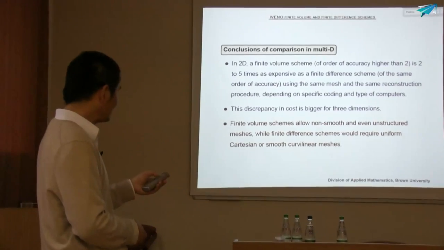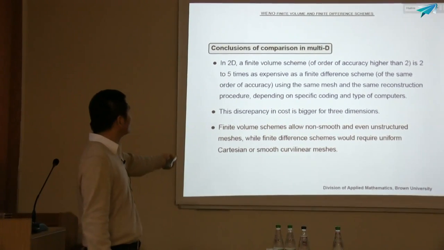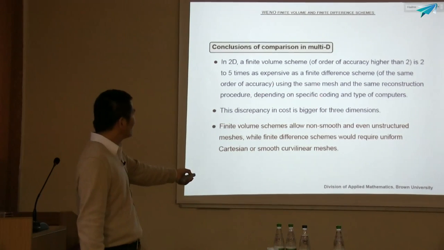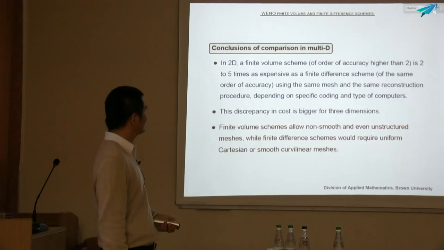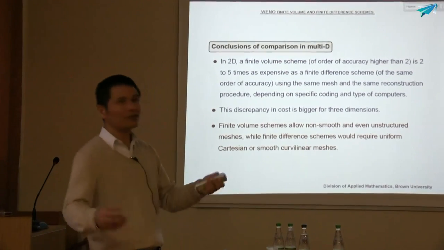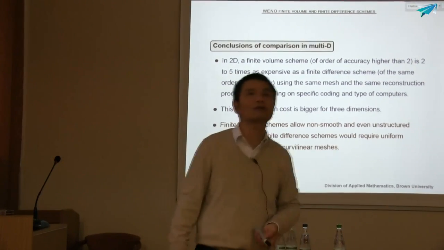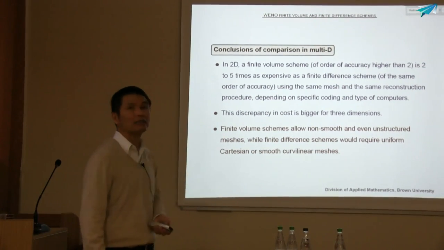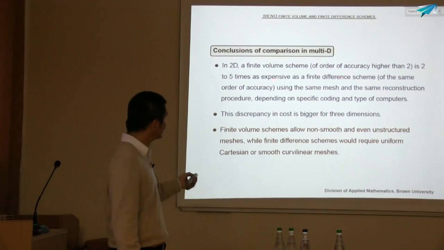So I summarize it here, right? Conclusion of the comparison in multi-D. In 2D, finite volume scheme: this color is the bad things about finite volume and good things for finite difference, and this is the good things about finite volume. The bad thing is, first of all, it's more expensive. It is at least twice, 2 to 5 times here, depending on how you code. But at least twice as expensive as finite difference. And in 3D, this factor is bigger, at least 3. So this is the negative side.